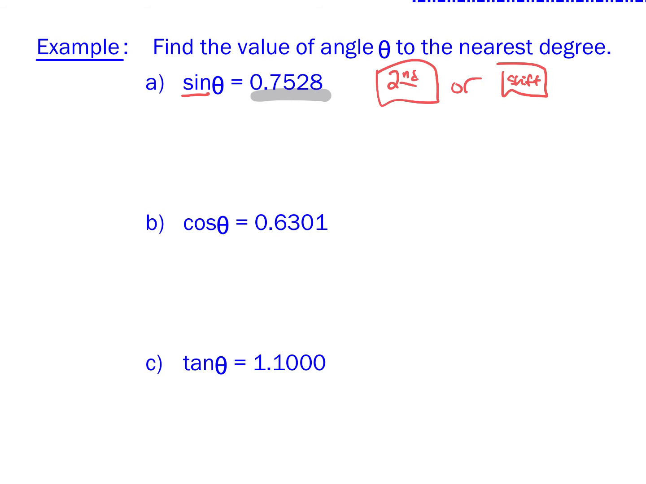So when you do that, what you're going to get is theta equals 48.8335. Now it says to the nearest degree, so that's to the nearest whole number. So because it's to the nearest whole number, that 8 is going to bump it up. So it's going to be 49 degrees. So the measure of angle theta for this question is 49 degrees. So please make sure you got that. If you got it, that means that your calculator is calibrated correctly and you're good to go.